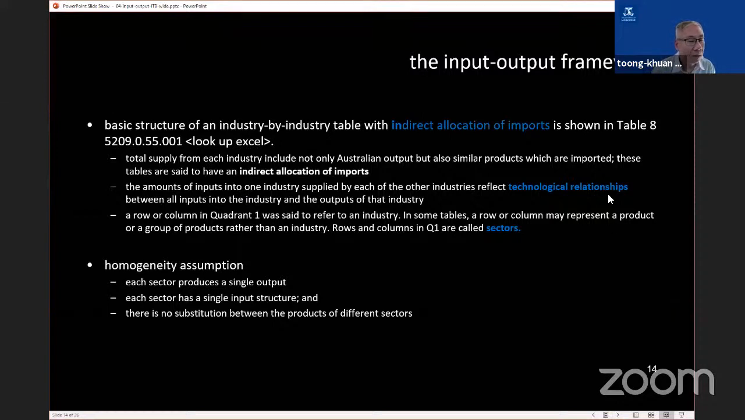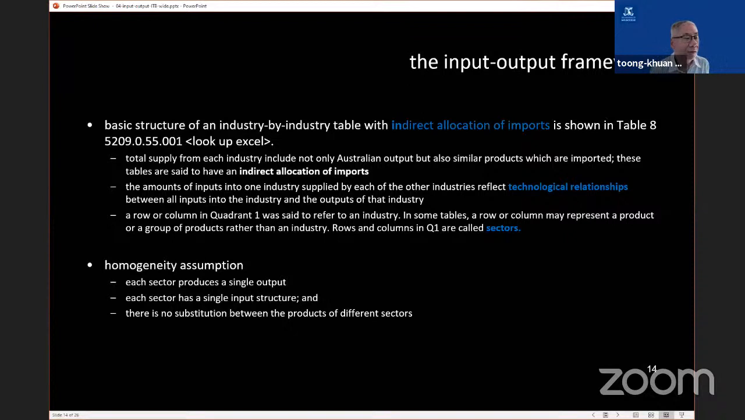Now, table 8 has an indirect allocation of imports. Let's ignore that for now. Okay, but let's examine some of the important structures of input-output tables. So the total supply from each industry, ignore the first line. Let's look at the second line.